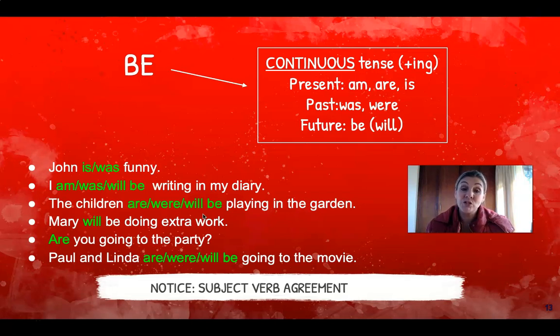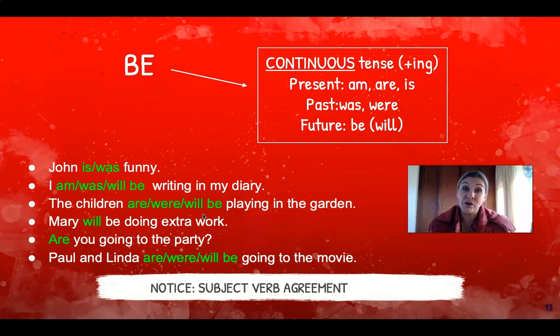Next one, "Mary be doing extra work." Okay, you can't say Mary was be doing extra work or is be doing extra work. Doesn't make sense. You know when you've got "be going," it's future, so it's will be going or will be doing extra work.